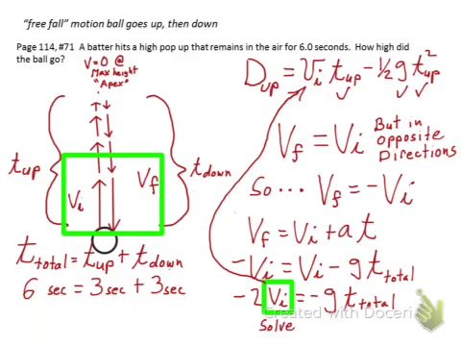And once I have the initial velocity, plug that into my distance up equation, use 3 seconds for my time up, and then I can have my max height.